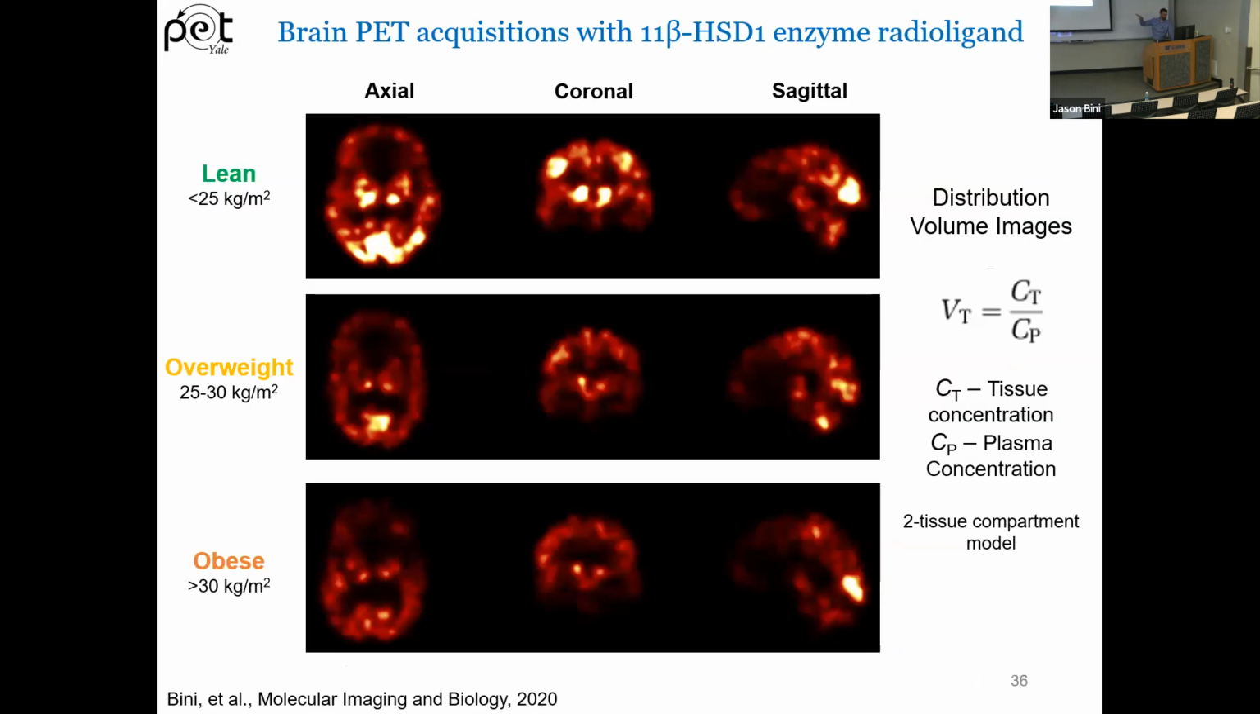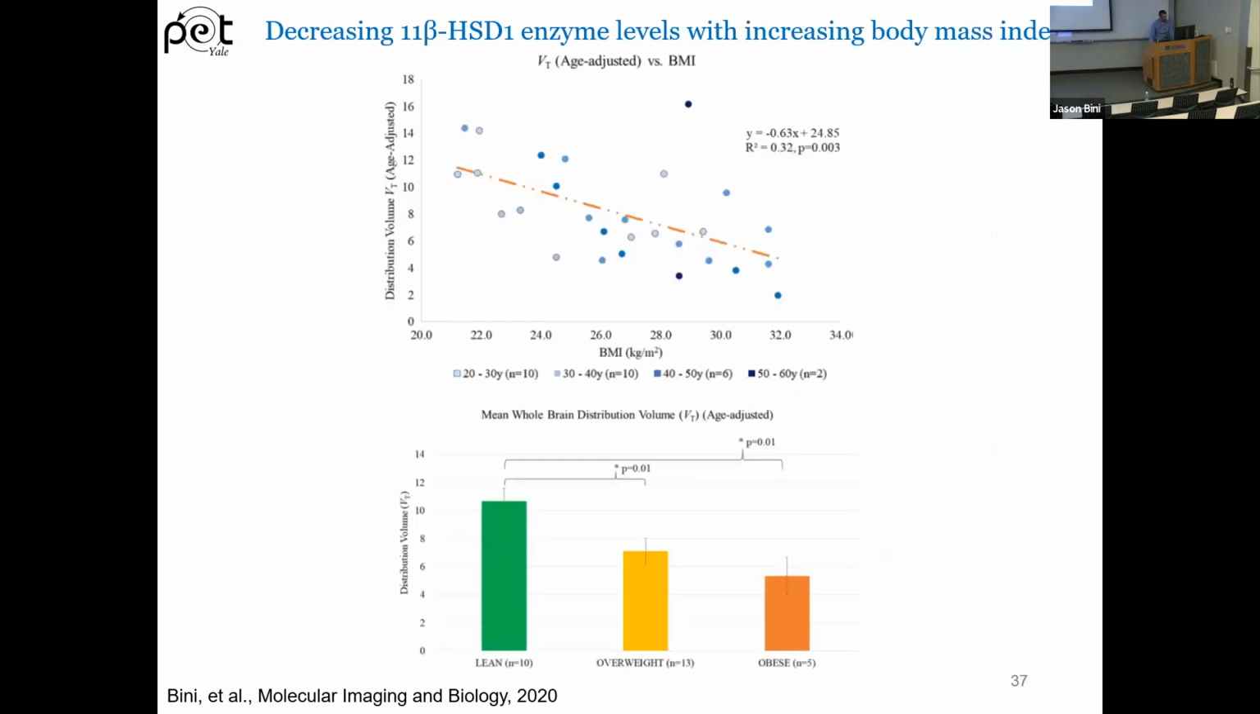And then this was another study, retrospective, so it's not perfect, but we went back and looked at all the people we scanned and noticed that there was a decrease in binding as they increased adiposity. You can see that in the striatum here, it gets lower in the axial view. And we saw a nice correlation of this as well. And group differences were significant between lean, overweight, and obese.